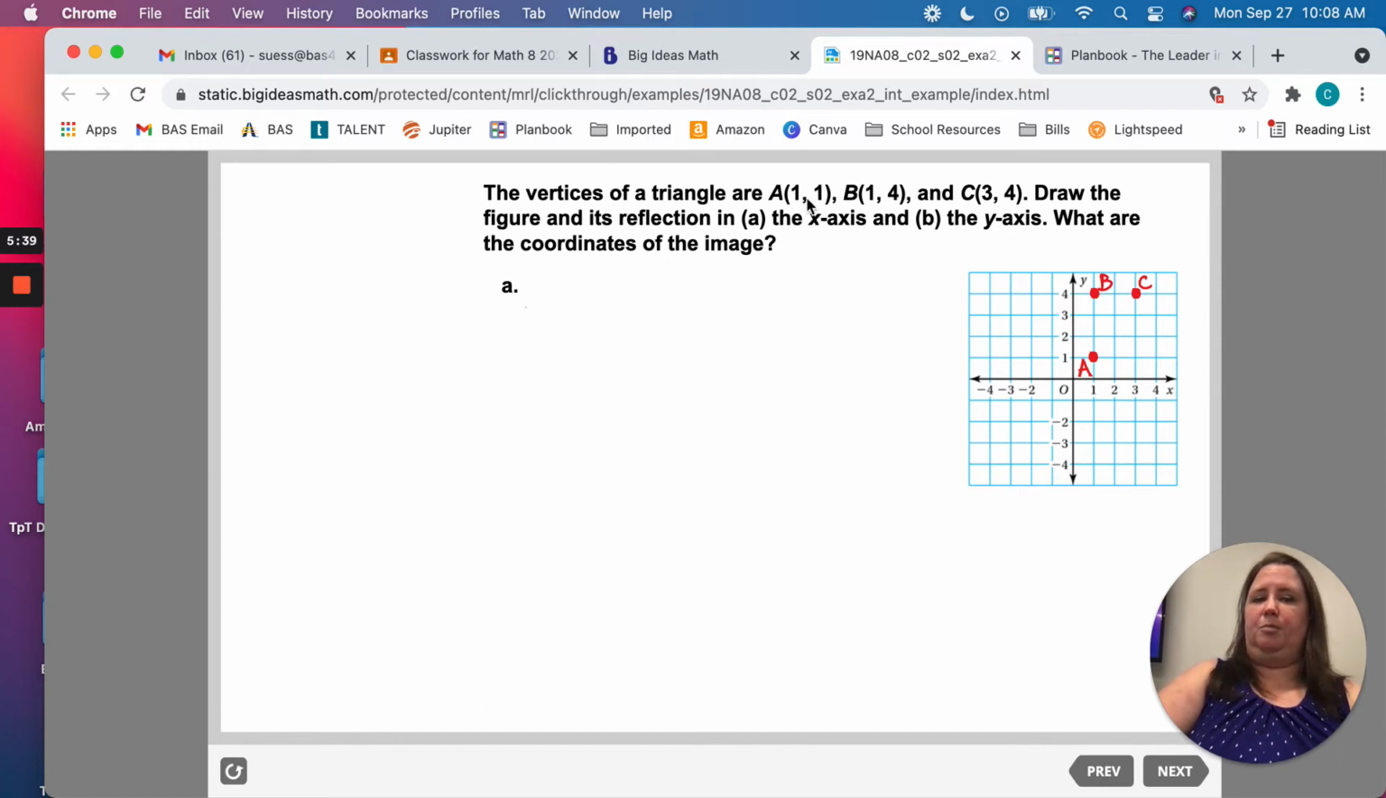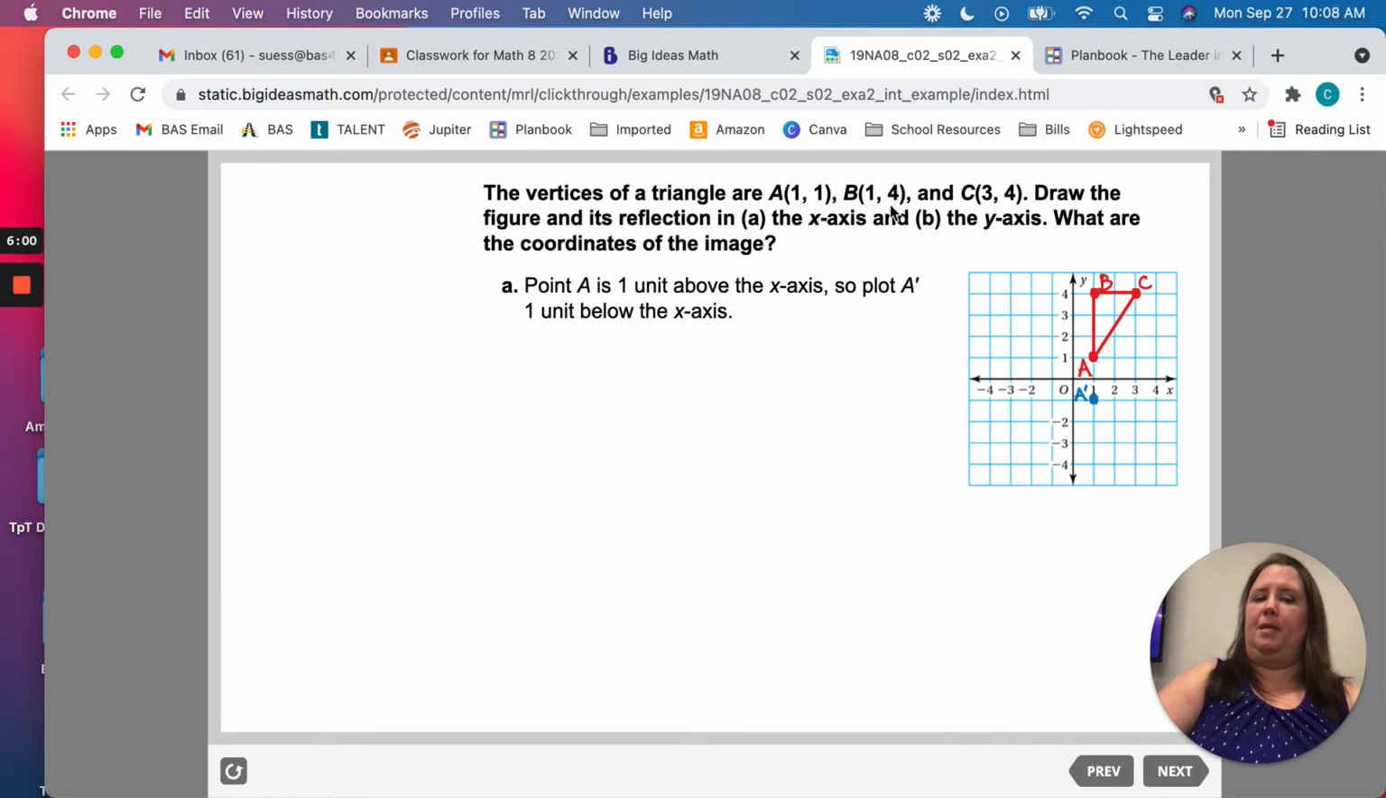So for my first point, I'm going to the right one and then which way? If I make this negative, I go down. So to the right one, down one. So my first point, I'm going to draw my triangle first. My first point is going to be right here. Right? Okay, my next point, I have 1, 4.